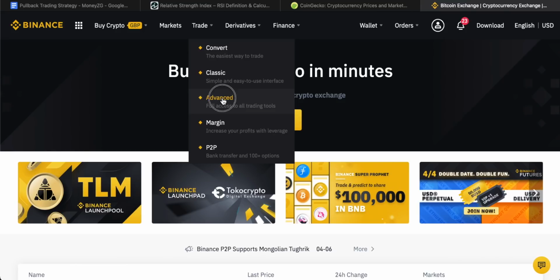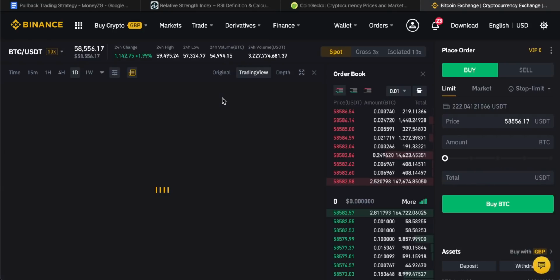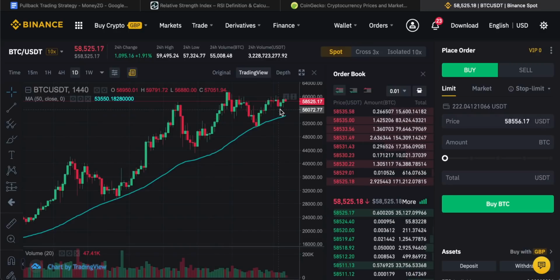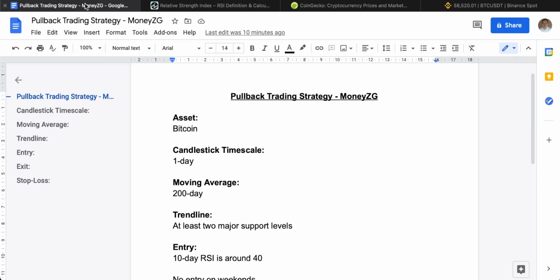So I'm going to come straight through into the advanced trading features of Binance. And it gives us everything that we need, which is all the technical analysis tools that we need for trading like this. So now that we are using Binance, let's go ahead and look at what exactly this strategy actually is. And I've got a document here that we can see.